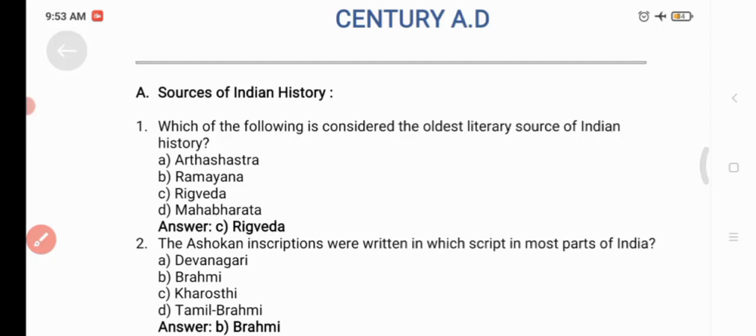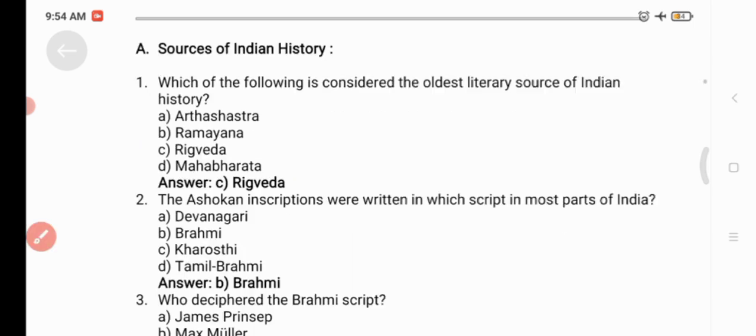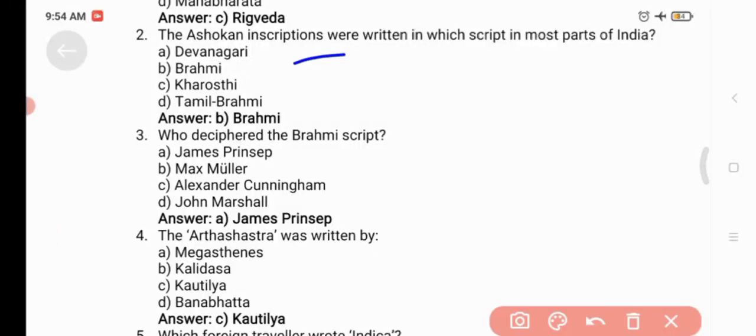First question. Which of the following is considered the oldest literary source of Indian history? Option C, Rigveda. The Ashokan inscriptions were written in which script in most parts of India? Option B, Brahmi. Who deciphered the Brahmi script? Option A, James Prinsep.